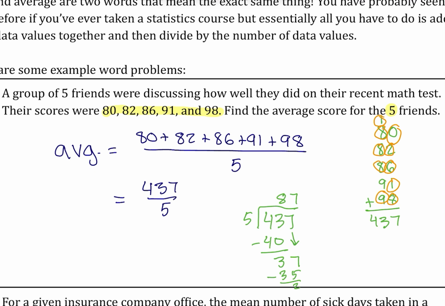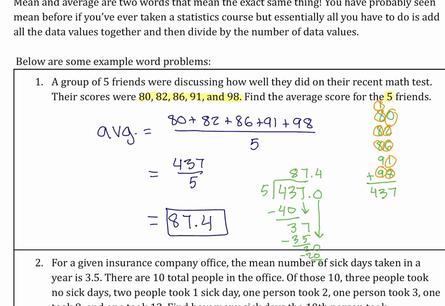Now, instead of keeping this as a remainder, we want to get a decimal answer. So we're going to add a 0 after the decimal. When we bring that down, we get 20. 5 goes into 20 4 times. 4 times 5 is 20. Since there's no remainder, we can stop there. So our final answer here is 87.4. In other words, the average score among all 5 friends is 87.4.